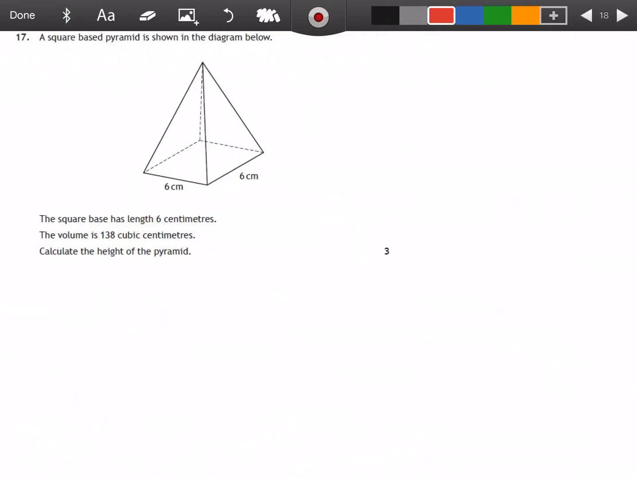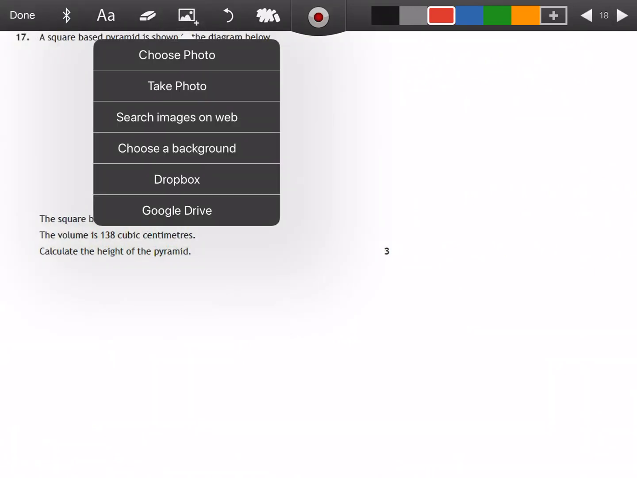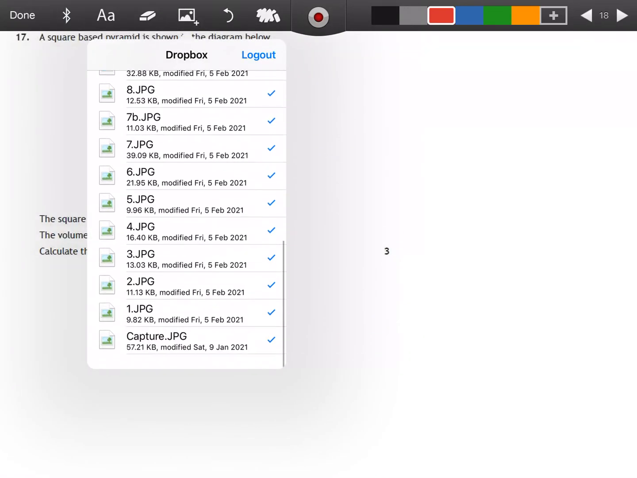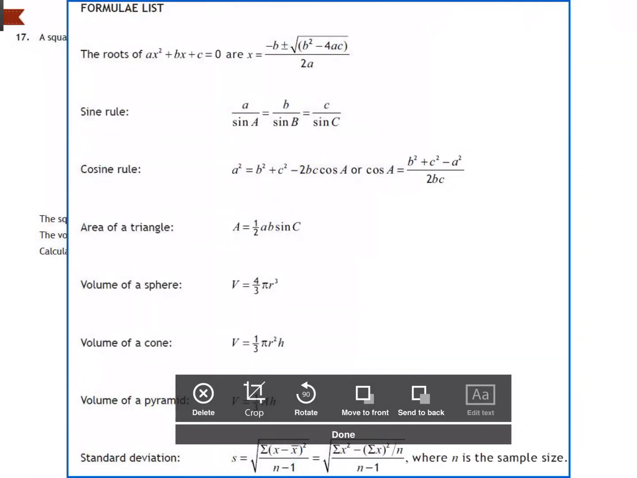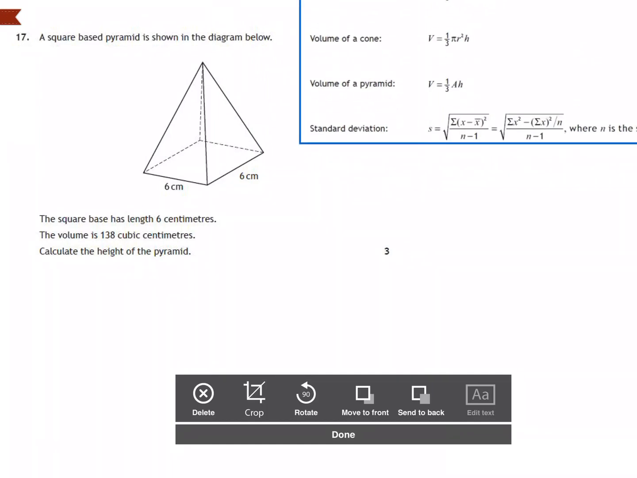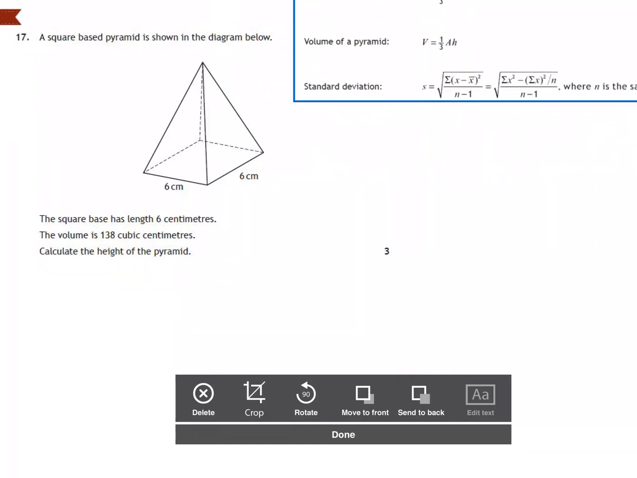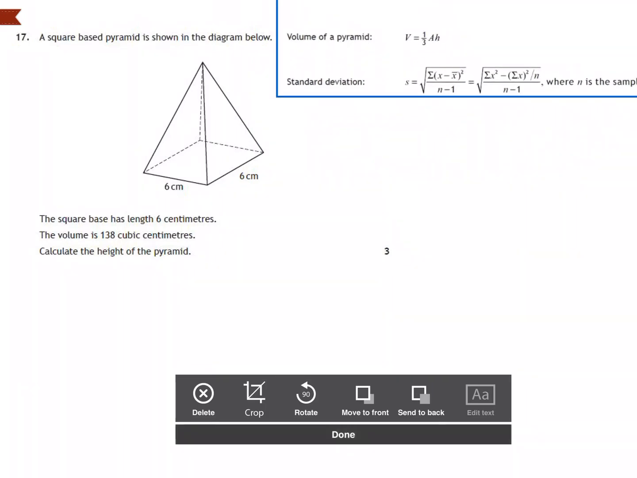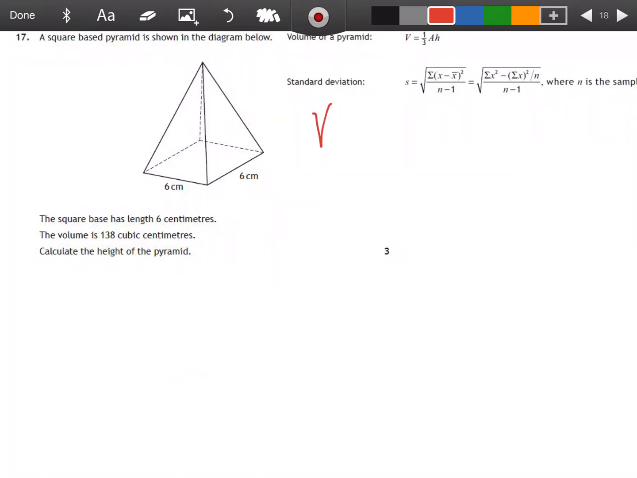Number 17, the square base pyramid is shown in the picture. The square of the base is 6 centimetres. The volume is 138. What's the height? The volume of a pyramid. You're given a formula for the volume of a pyramid. It's there, I'll put it up at the top. So, the volume of a pyramid is equal to 1/3 times A times H.